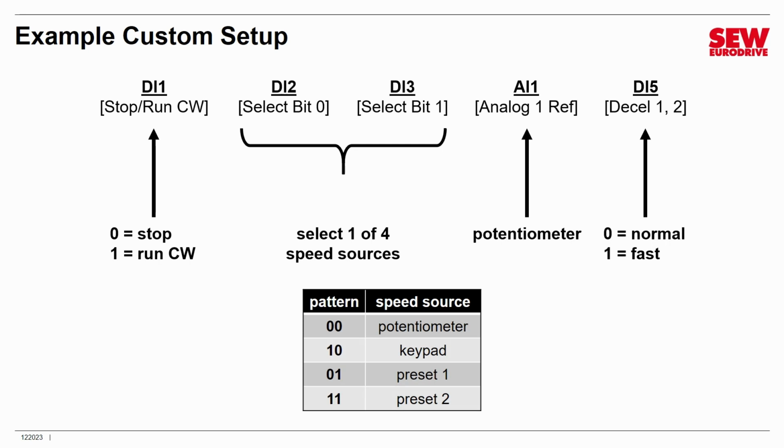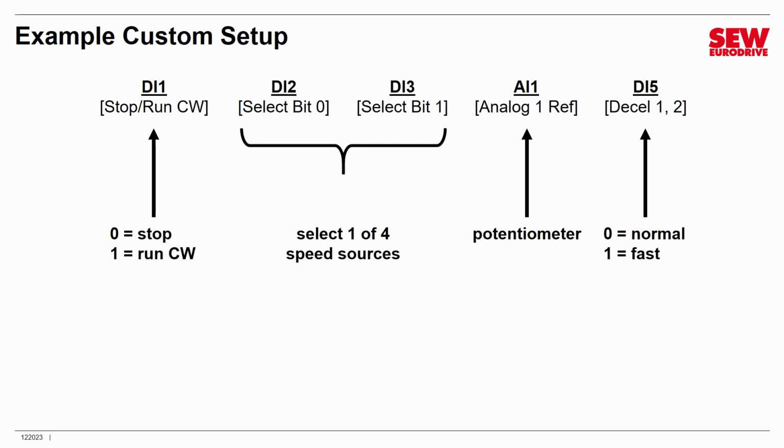So with digital inputs 2 and 3, we'll have these 4 possible patterns, and this is what I'd like them to select. If you put a 0, 0 in, then we'll get the potentiometer as our speed source. If you put a 1, 0, we'll get our keypad. If you put a 0, 1, we'll get preset speed 1, and if you put in 1, 1, we'll get preset speed 2. So the least significant bit is digital input 2, the most significant is digital input 3. That means the binary pattern is sort of backwards. But you're used to that by now. Shouldn't be a big surprise. So that will select our sources.